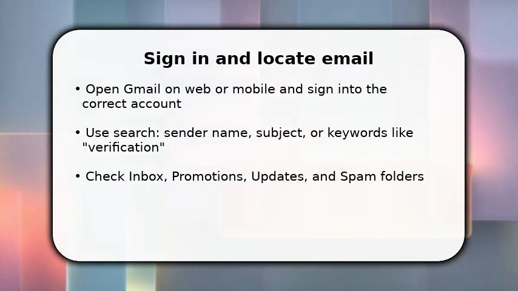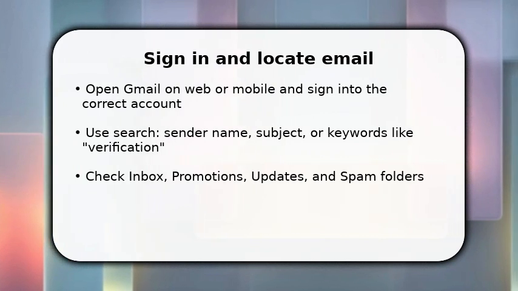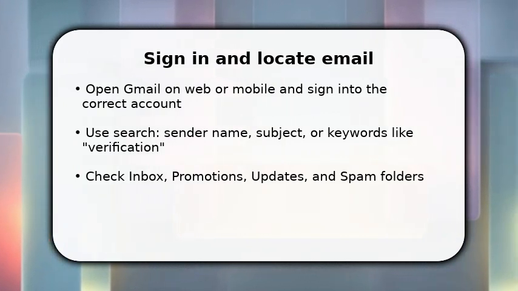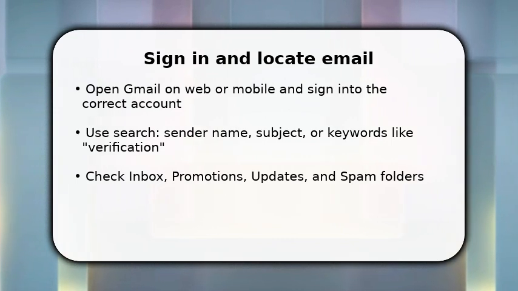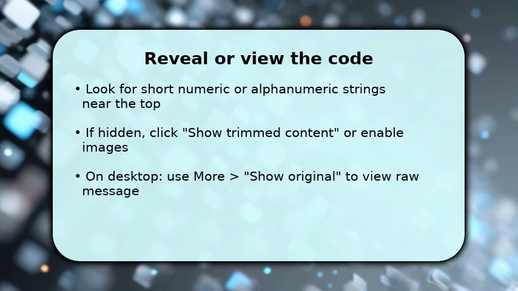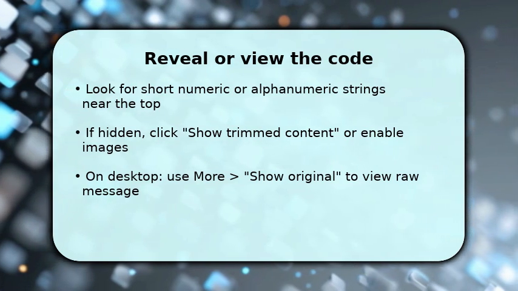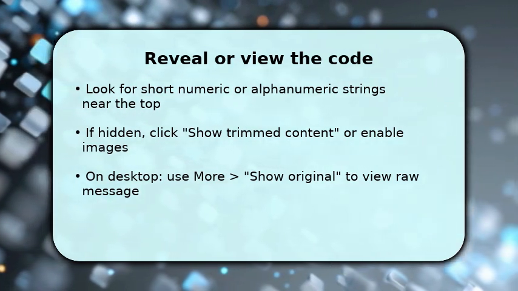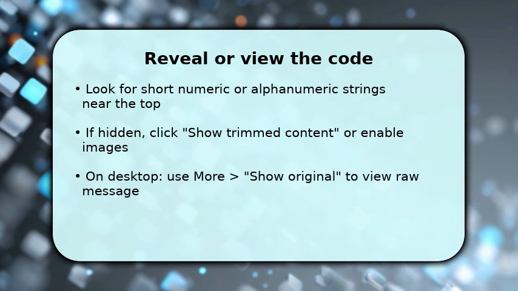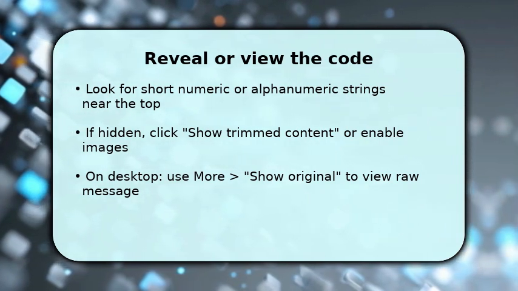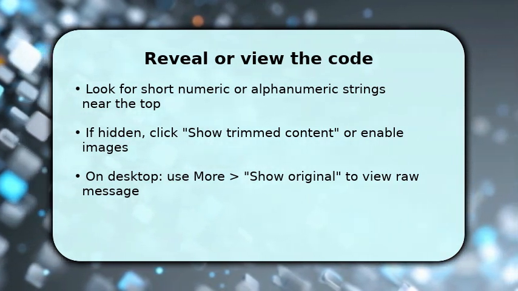If you quickly see a short numeric string at the top of the message, you've found the code and can proceed to copy it. Now focus on how the code is shown and why it might be hidden. Many verification codes appear as bold short numbers near the top. If you don't see them, enable images or click any "show trimmed content" link so inline blocks become visible.